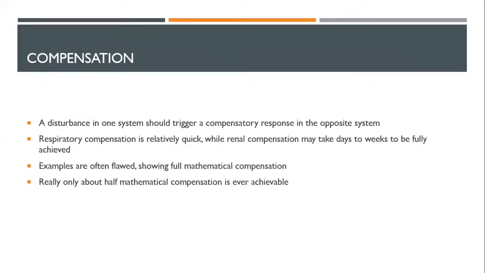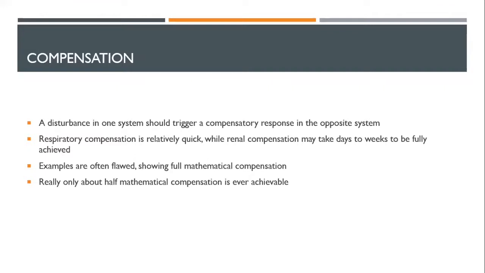So just a little word on compensation. We know that a disturbance in one of the systems involved in acid-base regulation should cause a compensatory response in the opposite system. So respiratory compensation for a renal disturbance usually happens very quickly, and we see that in clinical practice. While we know that renal compensation for a respiratory disturbance might take days, sometimes even weeks, to be fully achieved and then to correct itself.